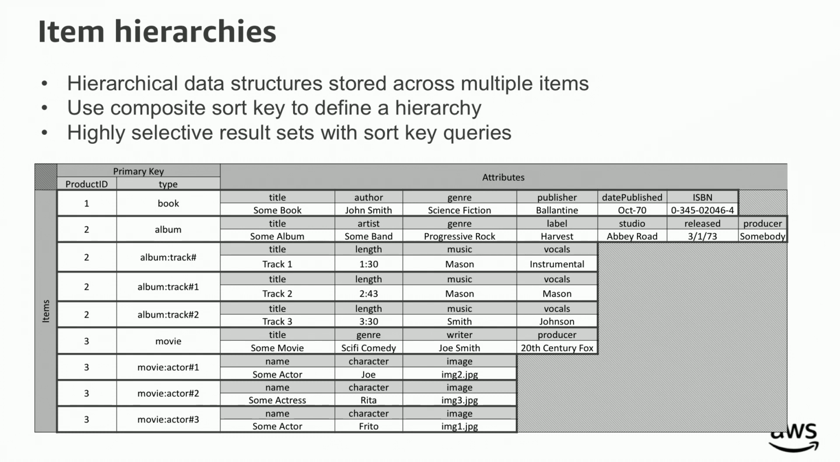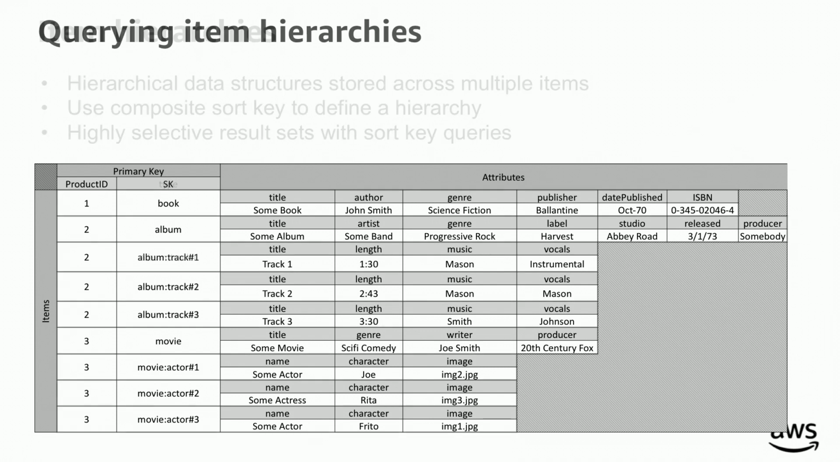And this allows us to update these individual track or actor records without having to access all of the movie data or the entire album data. So this can save us on writes by allowing us to have this finer granularity, but we can still take advantage of the fact that we have this hierarchy if we need to access the entire record for the album. Let's see how that works.